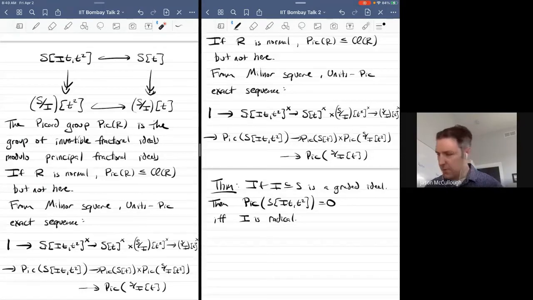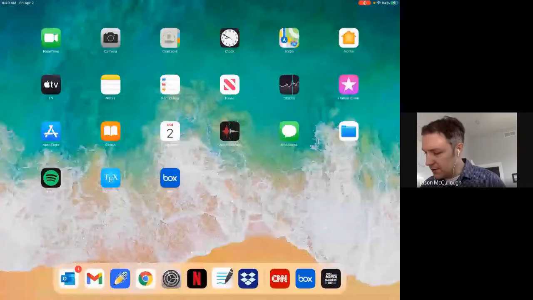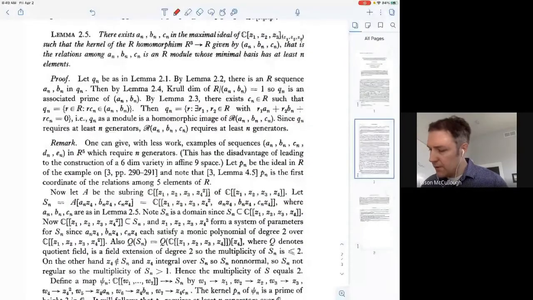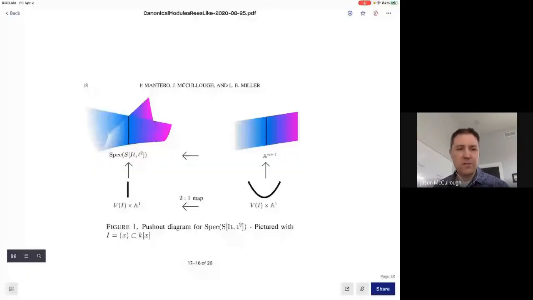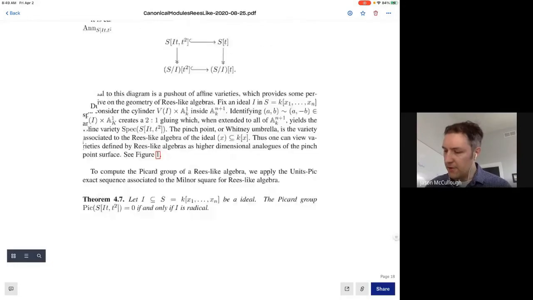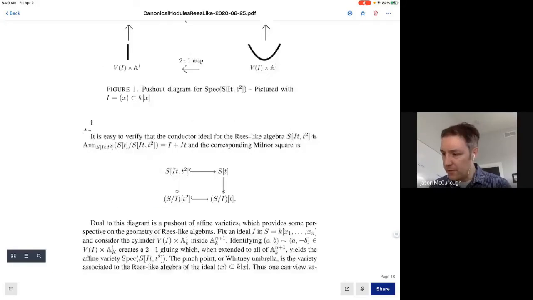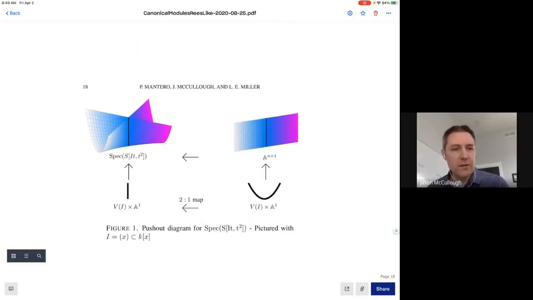And let me just switch windows really quick and show you what this says about geometry. So here is the pullback diagram that I just mentioned. So dual to that is a push-out diagram of the corresponding varieties. And so I've drawn here the case for the Whitney umbrella, or the pinch point. So that's the one in the upper left-hand corner. But you can sort of imagine this picture in general for an arbitrary Rees-like algebra.